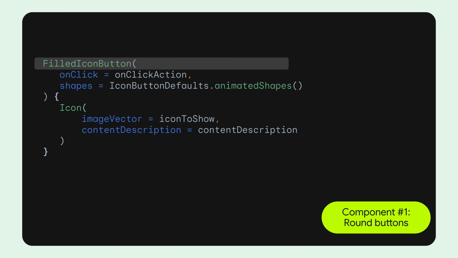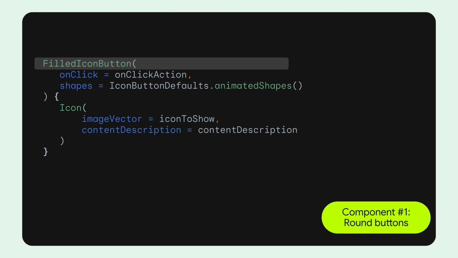Filled icon button is one of the round buttons in Compose we'll use. You can add shape morphing by simply using the animated shapes method from the icon button defaults. And by simply adding this single line of code, you can get a fun shape morphing button like the one in this example. The second component we want to look at is button group.